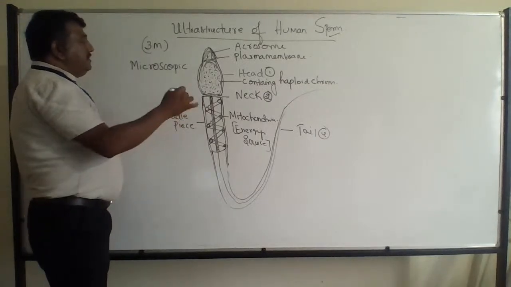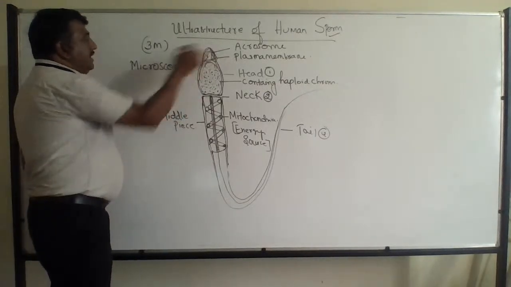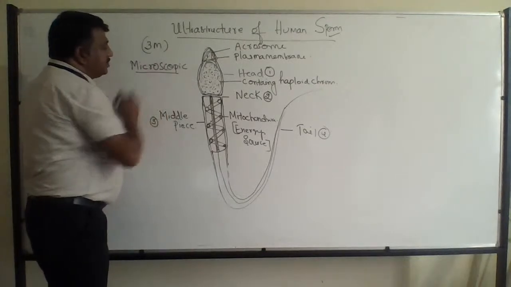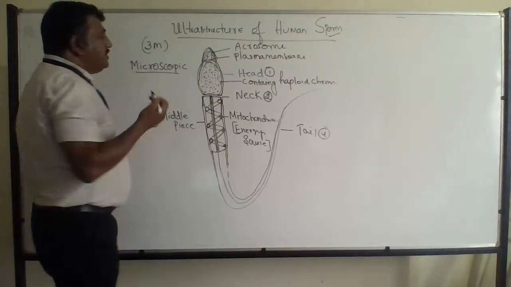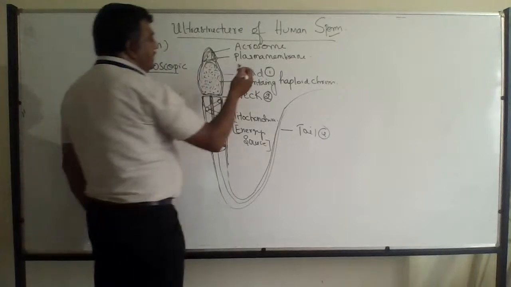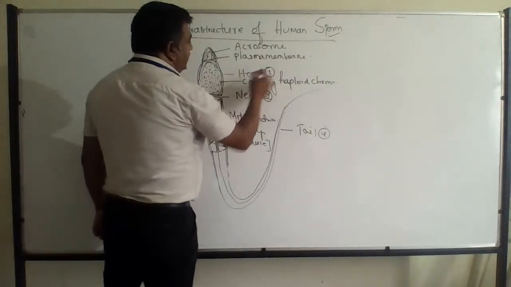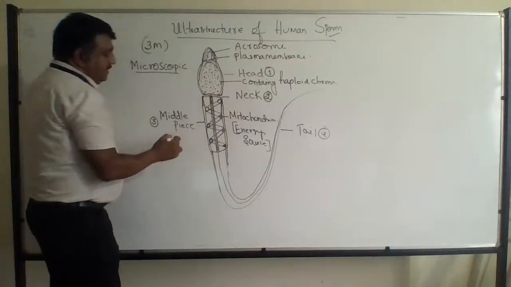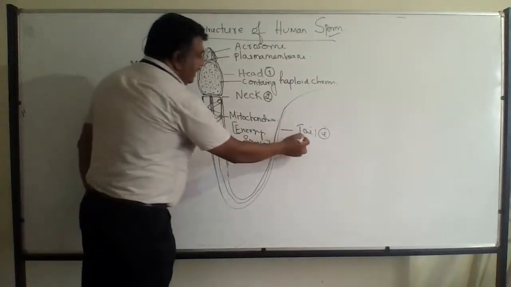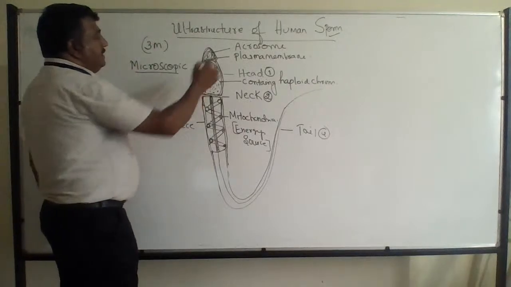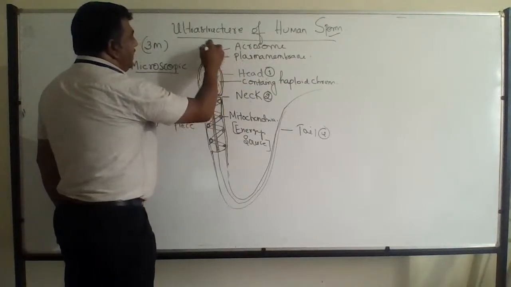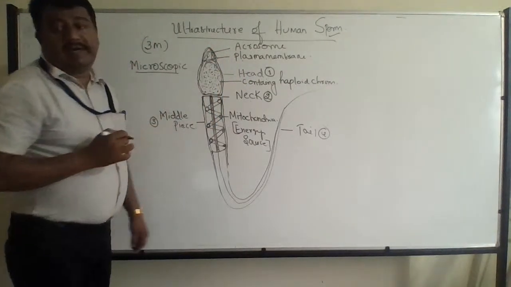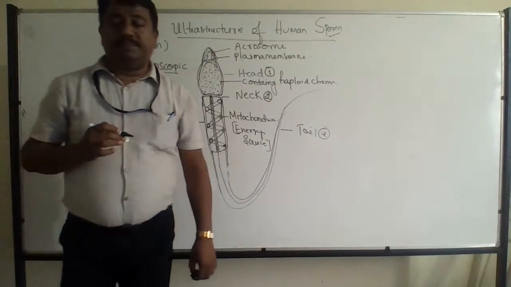We'll try to repeat it once again. The human sperm is microscopic, meaning not able to see with the naked eye, and it is composed of mainly 4 parts: a head, a neck, middle piece, and a tail. And this plasma membrane envelops the body of the sperm.